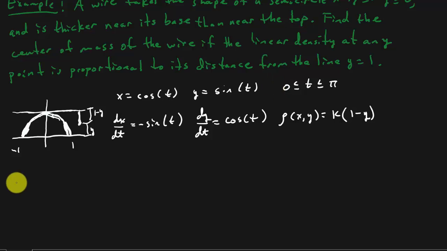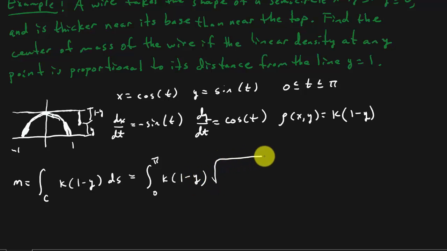And so now we get m is equal to the integral over C of k times (1 minus y) ds, which is equal to the integral from 0 to pi of k times (1 minus y) times the square root of (dx/dt) squared, so negative sine squared is sine squared t, plus (dy/dt) squared. I don't know if I said dy when I did sine, but if I did, I meant dx. And that would be cosine squared t, and that would be dt.